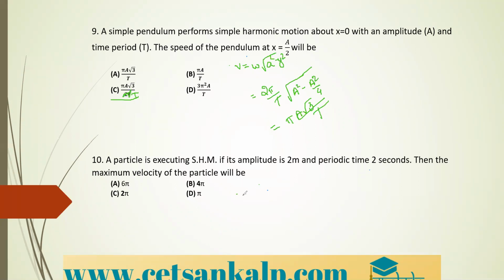Next question. A particle is executing simple harmonic motion. If its amplitude is 2 meter and its time period is 2 seconds, then the maximum velocity of the particle will be. So amplitude is given and time period is given. You need to calculate the maximum velocity. So we have a formula to calculate maximum velocity, that is Vmax is equal to A into omega. Amplitude is 2, and omega, the relation between angular frequency and time period, is 1 divided by T. Therefore, this is equal to 2 by 2.